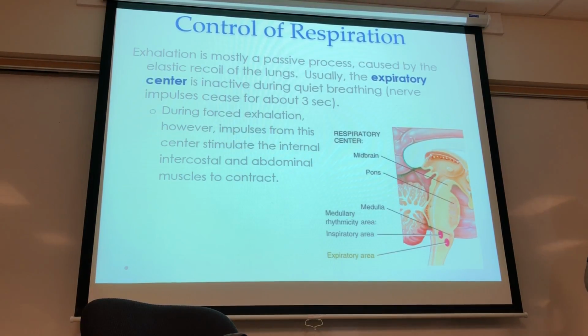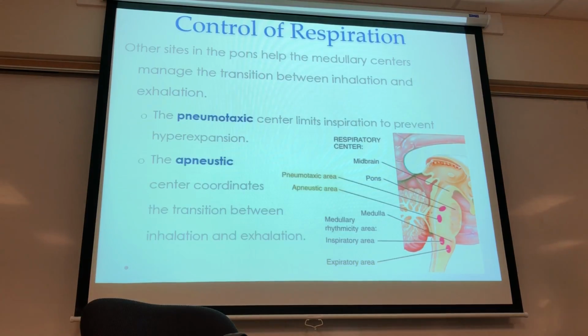So you get your inspiratory center during quiet breathing firing for 2 seconds, then stopping for 3 seconds, firing again for 2 seconds, stopping for 3 seconds. What regulates that? These are areas in the pons. The apneustic center coordinates the transition between inhalation and exhalation. It does all the timing for it.